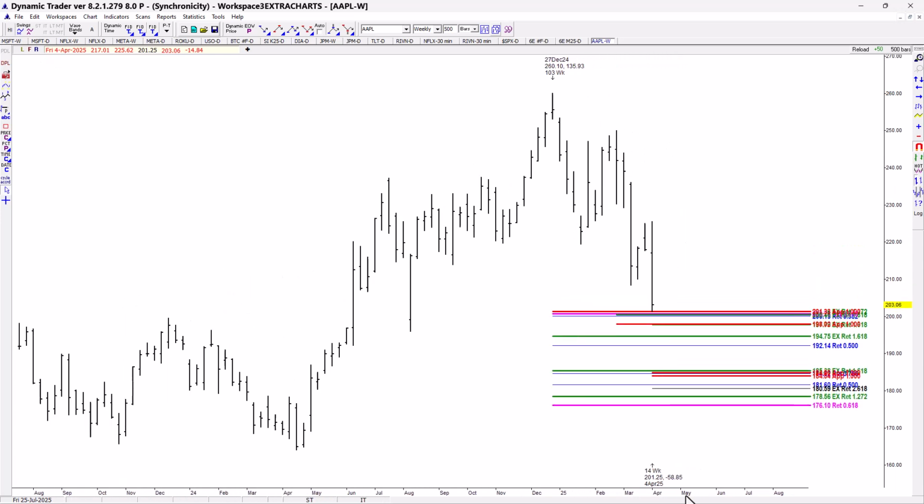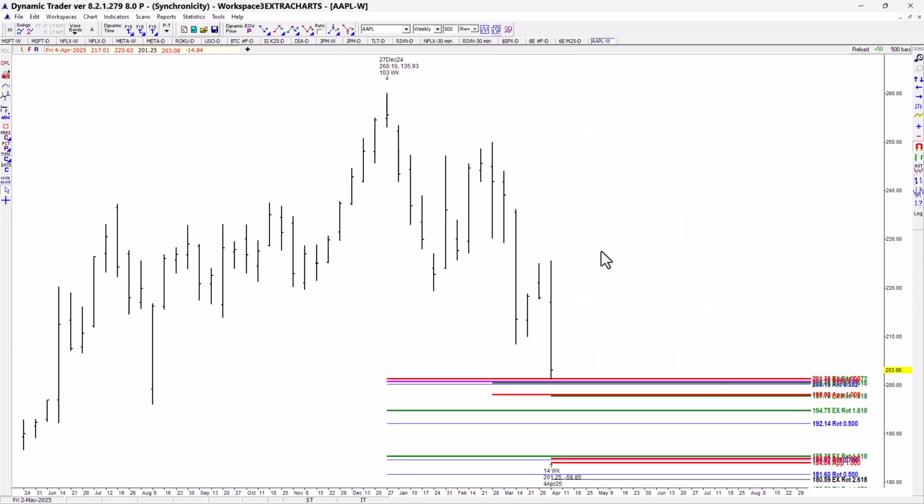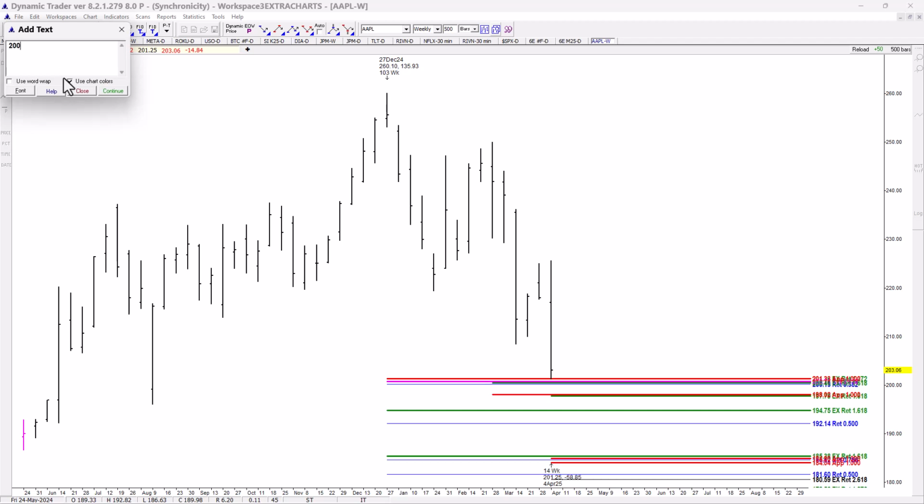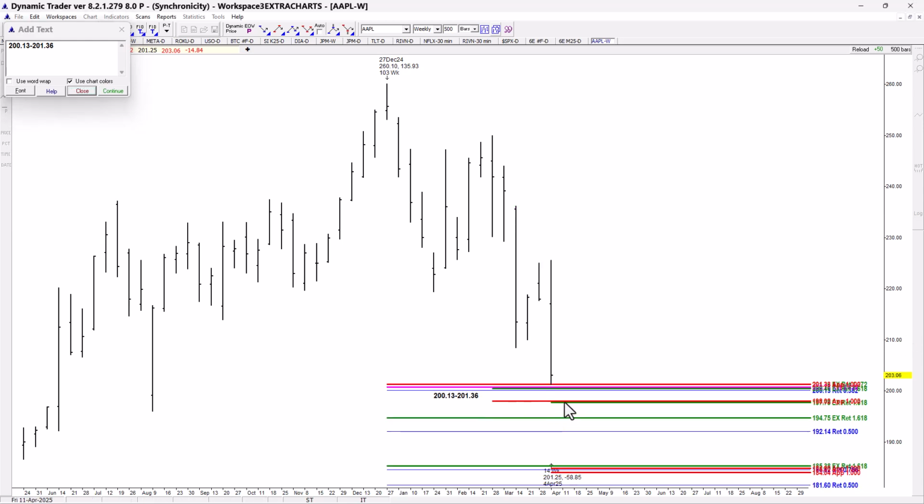But let's look at what the market has given us right here, right now, for the decision. And it comes in at 200.13 to 201.36. And again, I don't know if it's going to hold up or not. We might blow through it, and we might test some of the lower decisions after that. The next one would be coming in at 197.79 to 180.02.